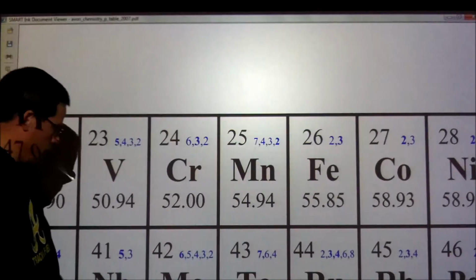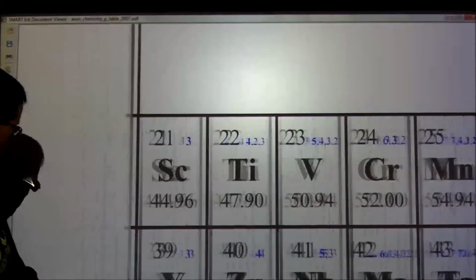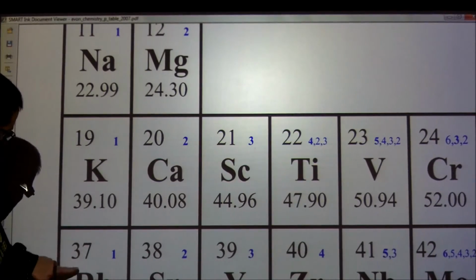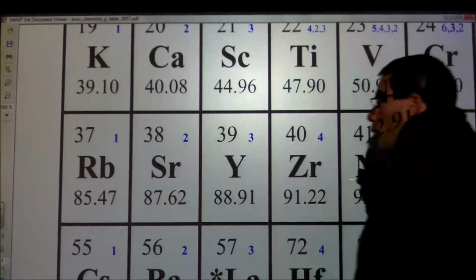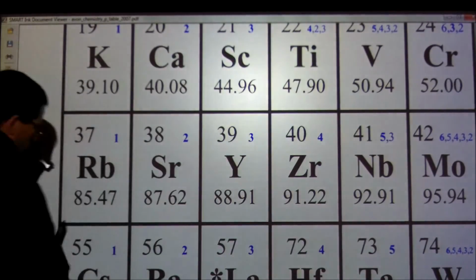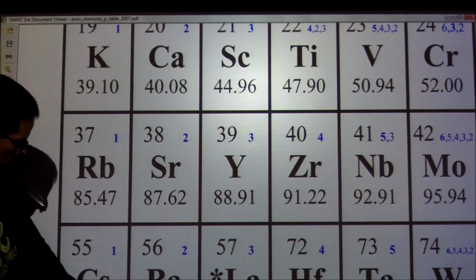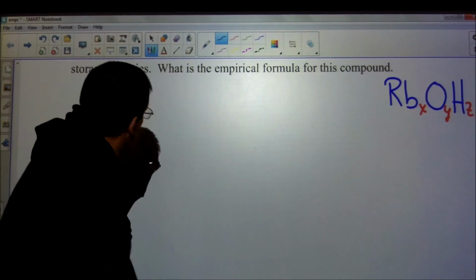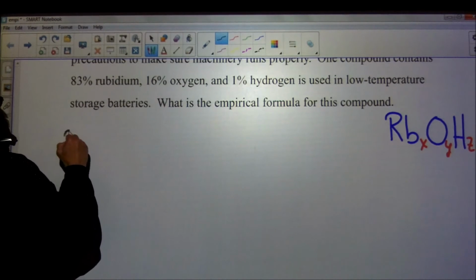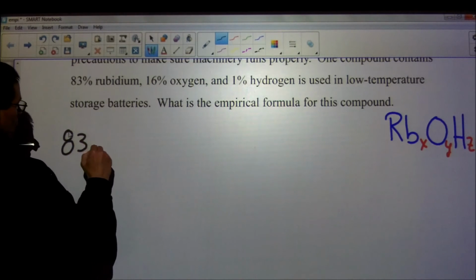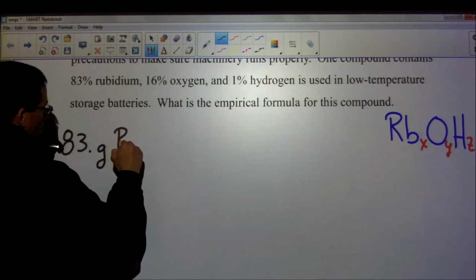Now rubidium, let's find out what the molar mass for rubidium is. It's a group 1A metal, and it's just right there. Looks like I need to move down just a little bit. So rubidium has a molar mass of 85.47 grams per mole. And what was the percentage again? 83, that's pretty good. So we have 83 grams of rubidium.